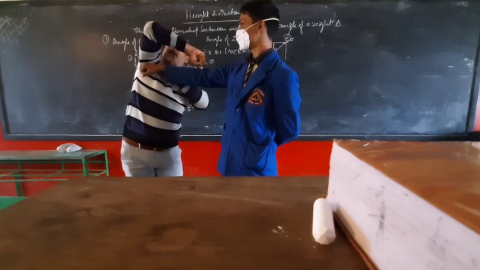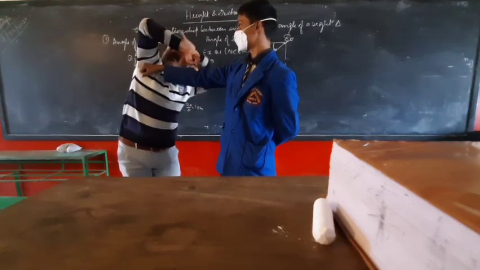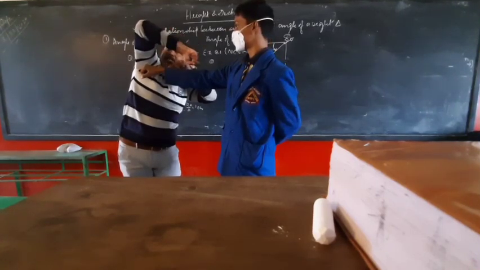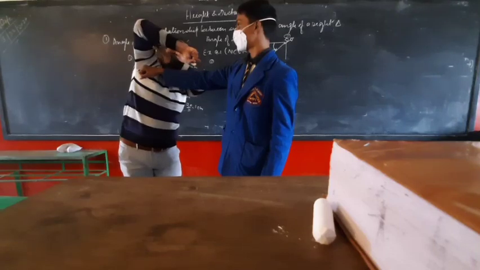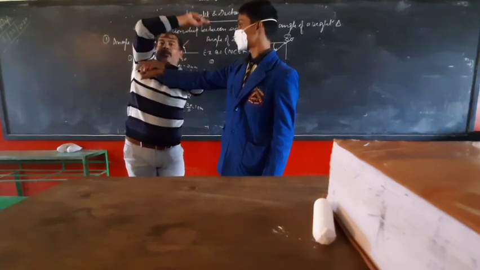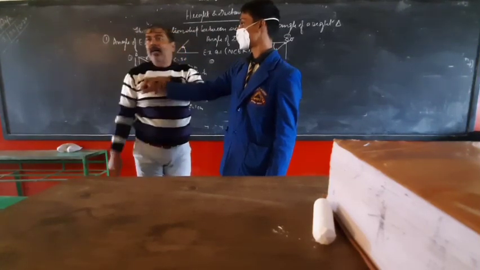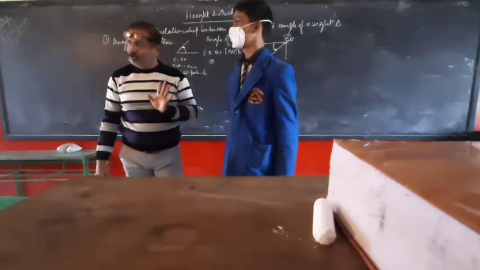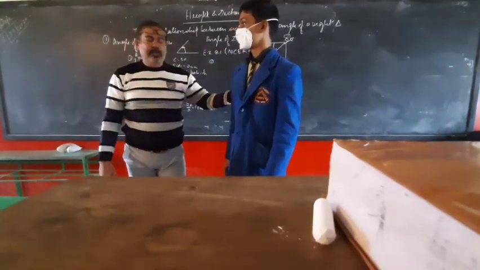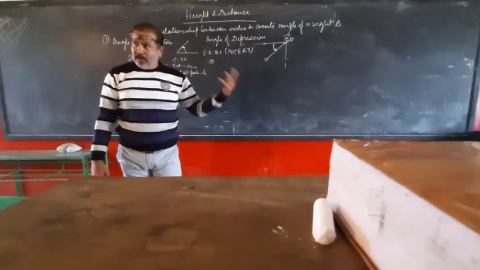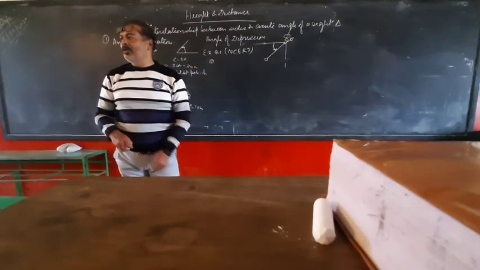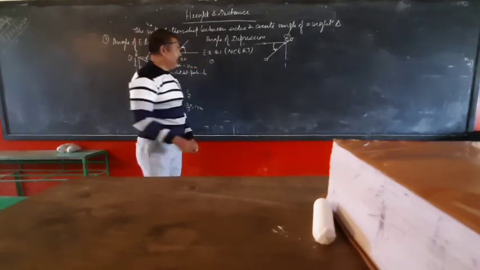The height of the tree means you have to find this perpendicular and this hypotenuse, because this is 90 degrees. By finding the value of perpendicular and hypotenuse, then we add and you can find the value of the height of the tree. Understood? Now I am going to represent this question on the blackboard after the activity.